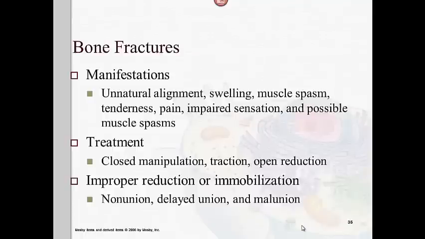Manifestations: patients could heal properly, or they could have malalignments. Malalignments could occur with swelling, muscle spasm, tenderness, pain, and impaired sensation. The treatment for fractures is closed manipulation, traction, and/or surgery for open reduction. Now we're going to be discussing improper reductions or immobilization that you need to know for your exam.